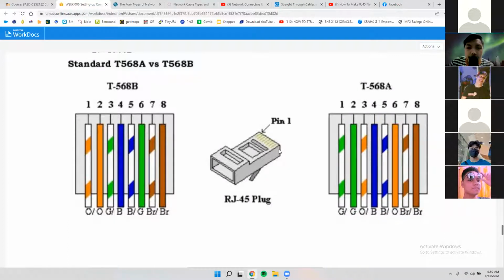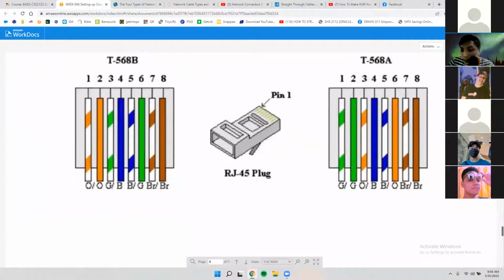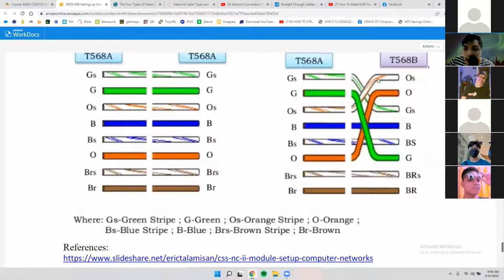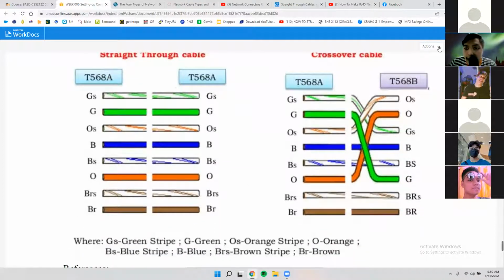Pero pagka sinabi nating crossover, ito ang mauna, ito ang pangalawa. So ibig sabihin, hindi sila magkapareho. So para makita yung illustration, ito ay orange-white, ito ay green-white. Yan. So green-white, then orange-white. So makita nyo, magkakaiba na sila ng pwesto. Okay? So yan yung sa straight through, ito yung sa crossover. Kailangan mauna muna yung A, then B. Dito sa straight through, pares lang sila.